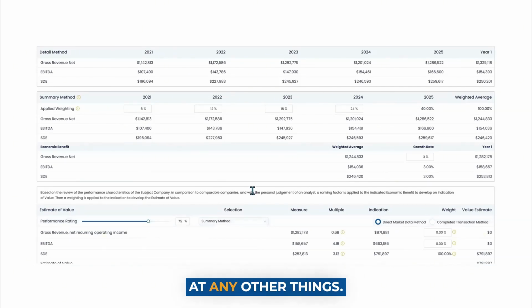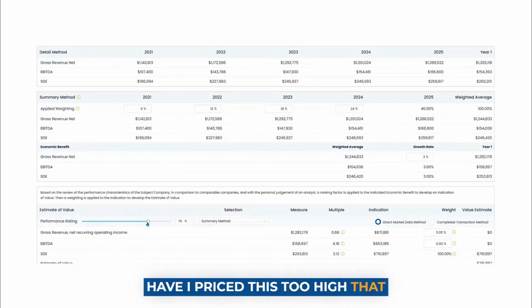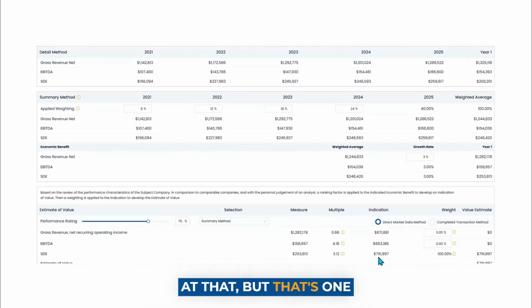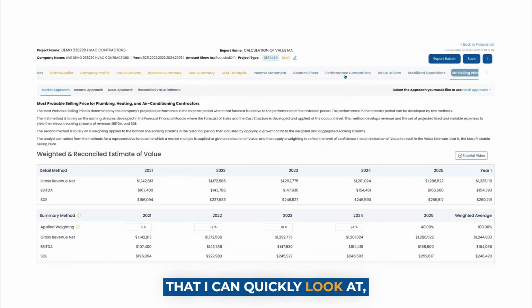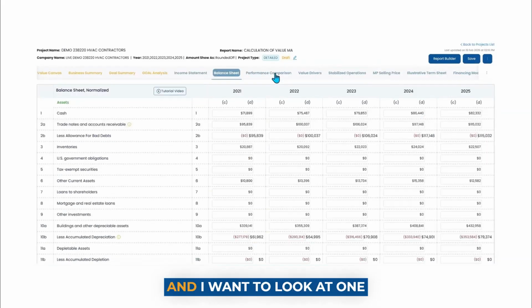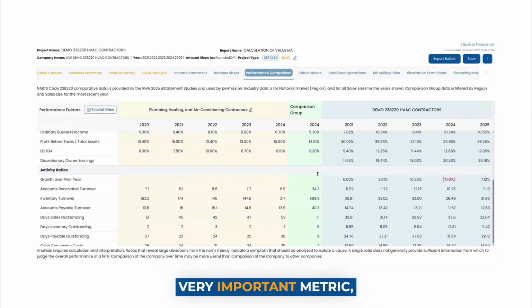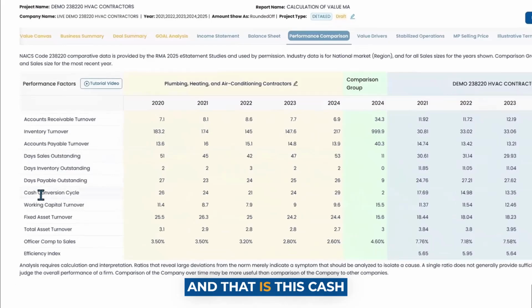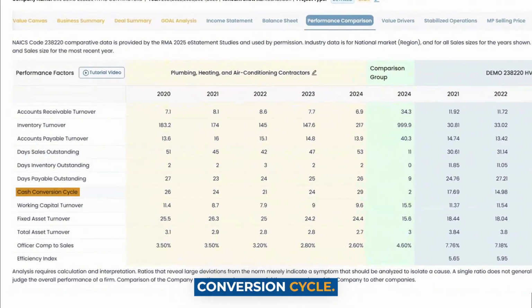Now, I haven't looked at any other things. Have I priced this too high that it doesn't support financing? We may have to take a look at that. But that's one quantitative measurement that I can quickly look at. And I want to look at one very important metric, and that is this cash conversion cycle.